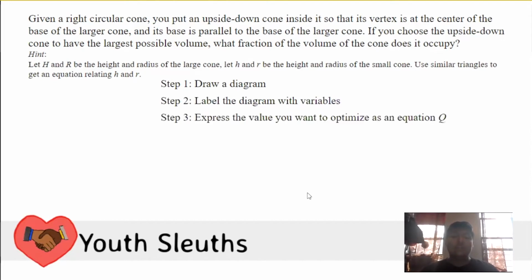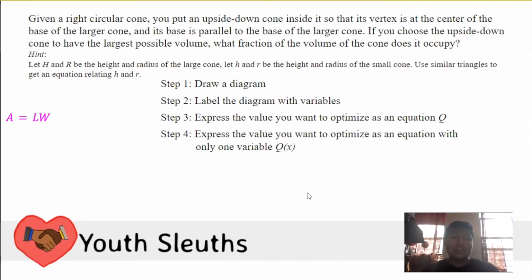The next step following that would be to express the value you want to optimize as an equation. Now, the equations could be area or perimeter or volume. The step after that is to express the equations you want to optimize with only one variable. In the example with area equals length times width, we'd want to only use one, so we'd have to use only length or only width.